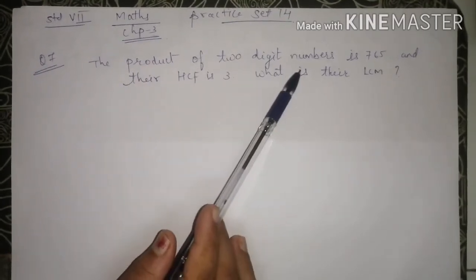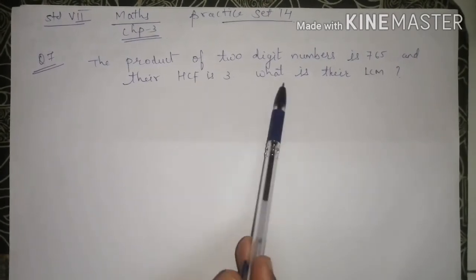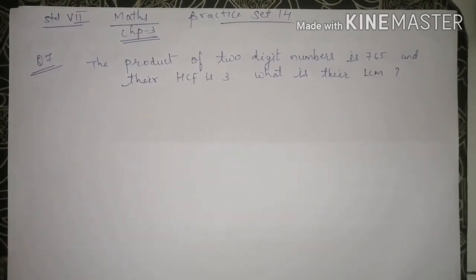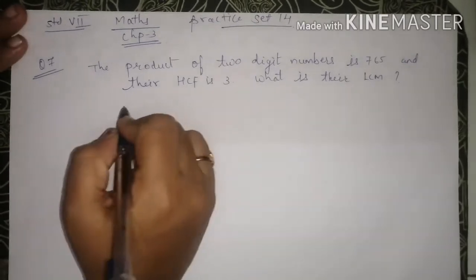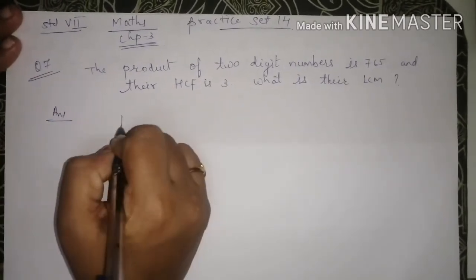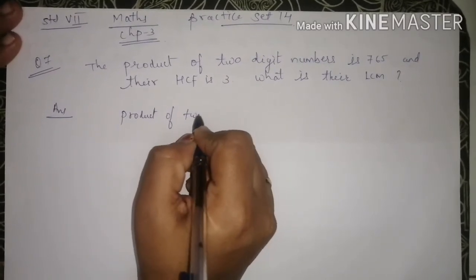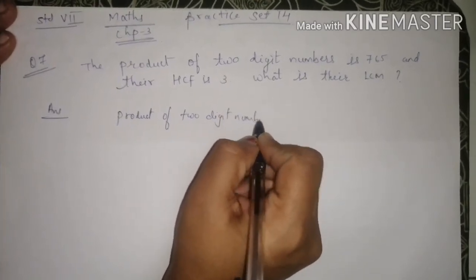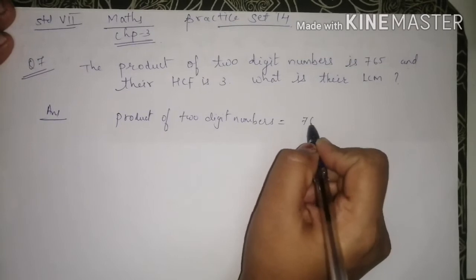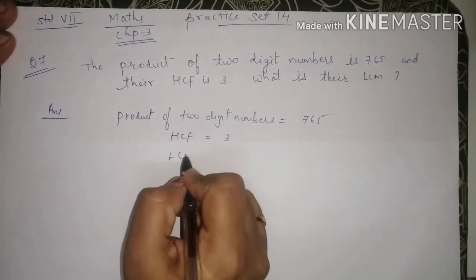The product of two two-digit numbers is 765 and their HCF is 3. What is their LCM? So children, product is given, HCF is given, LCM we have to find out. So just write down what is given. Product of two two-digit numbers is 765. HCF is given 3 and LCM we have to find out.